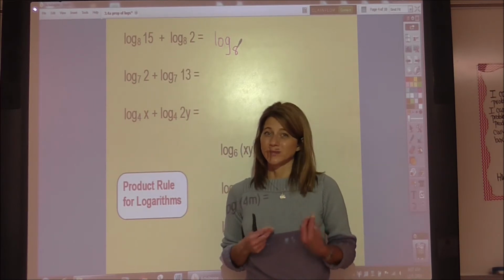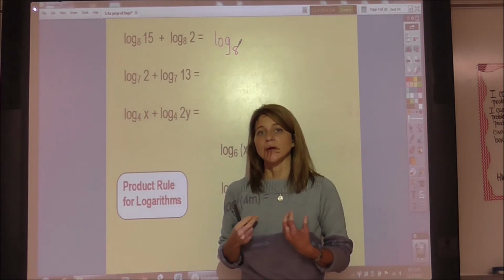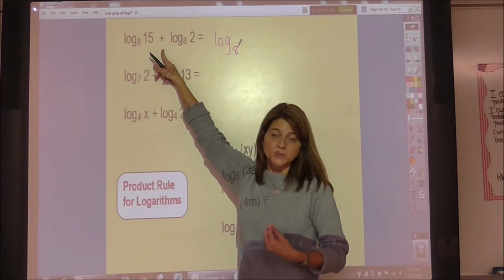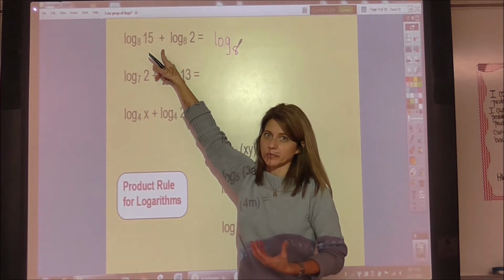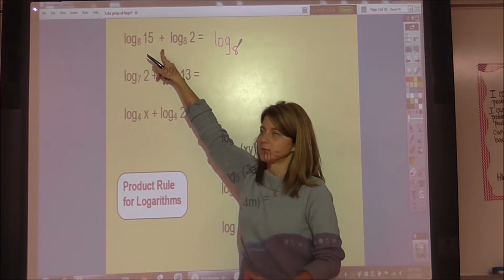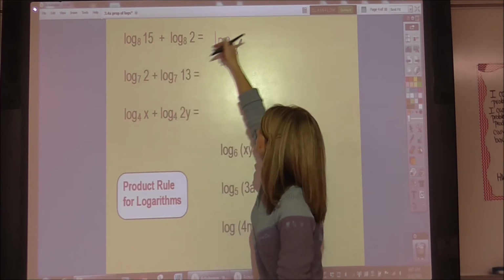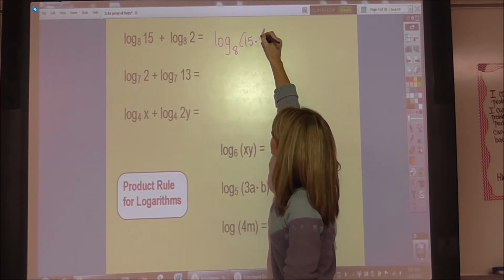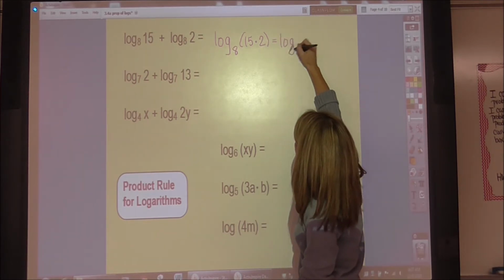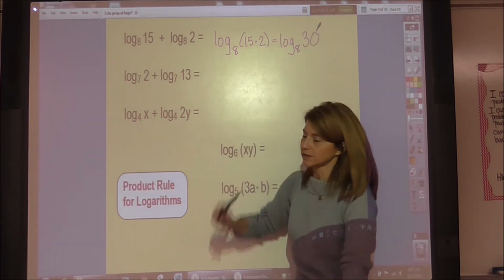But logarithms deal with exponents, so we actually have to do exponent kinds of things. What happens when you add your exponents? That's a multiplying problem, right? If you are adding exponents, you have a multiplying problem. So we're going to take 15 and 2, and we are going to multiply them together. So this is the same thing as log base 8 of 30.